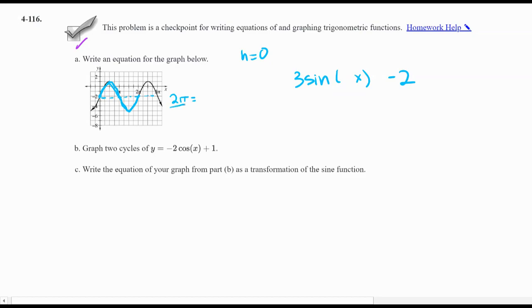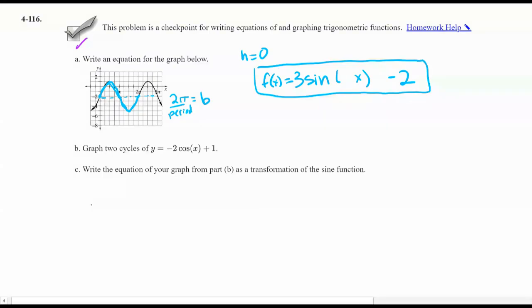And we say 2 pi over the period equals our b value. Since our period is 2 pi, 2 pi divided by 2 pi is just 1. So I could put a 1 in here for the b value, but I'm just going to go ahead and leave it. So my final equation for this graph is f of x equals 3 sine of x minus 2.